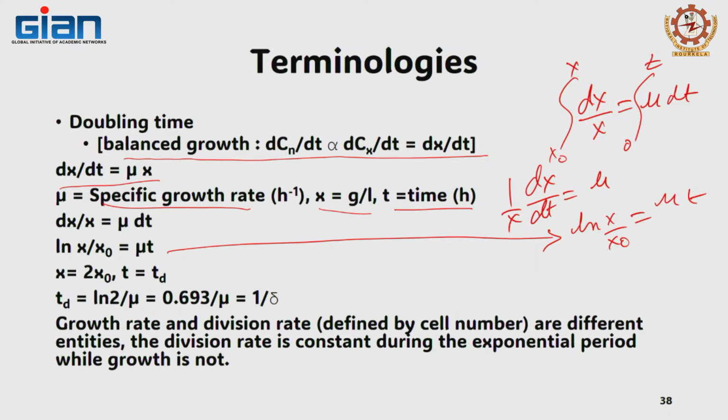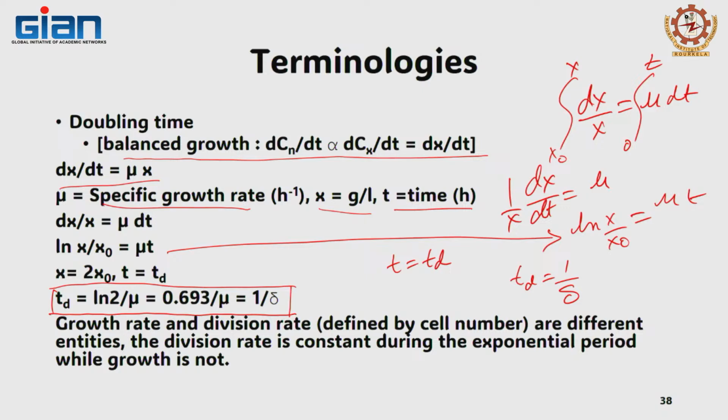So, with this equation, you have your doubling time, right. So, when your x becomes 2 times of x naught, that is where your t becomes T d. So, the equation for the T d is ln 2 by mu. So, your T d, your doubling time, is basically a reciprocal of the division rate.